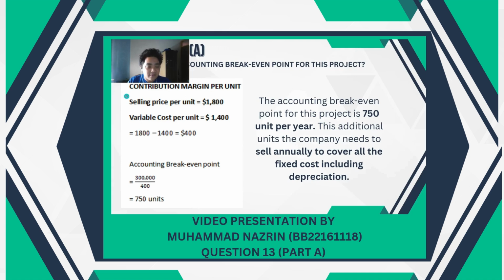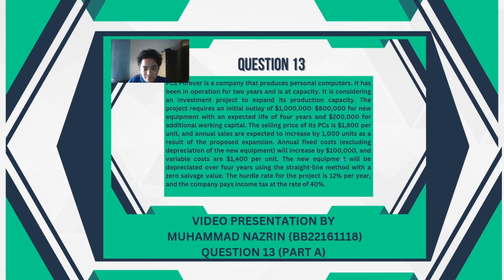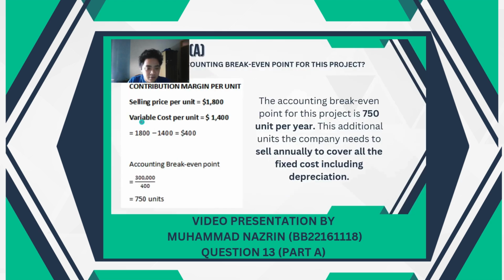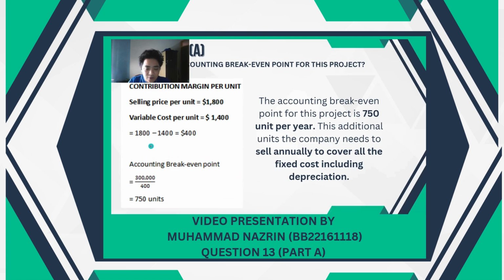This part is the contribution margin per unit. The selling price per unit is 1,800 and the variable cost per unit is 1,400. After we subtract, we get 400.